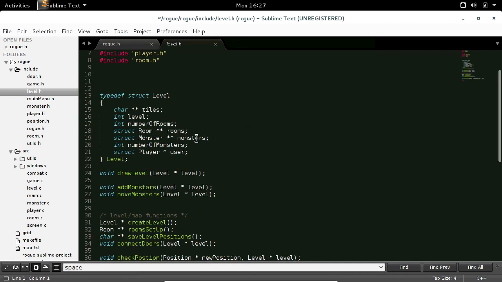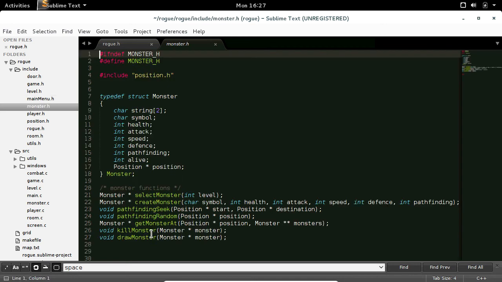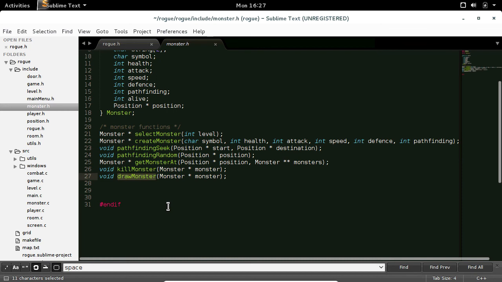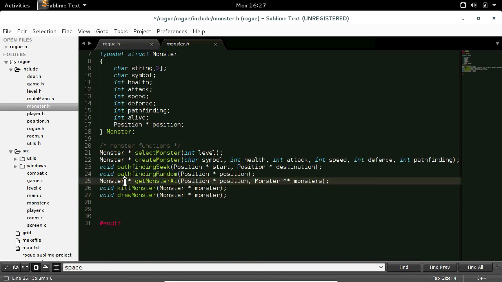Same thing with level. Now I have shuffled a few of the functions around. So before, I think move monsters was in monster.c. Now it's in level.c because it's kind of all the monsters for one level move. Obviously, I'm sure monster.h has a move monster. No, it doesn't have a move monster function, but oh well. Probably should.